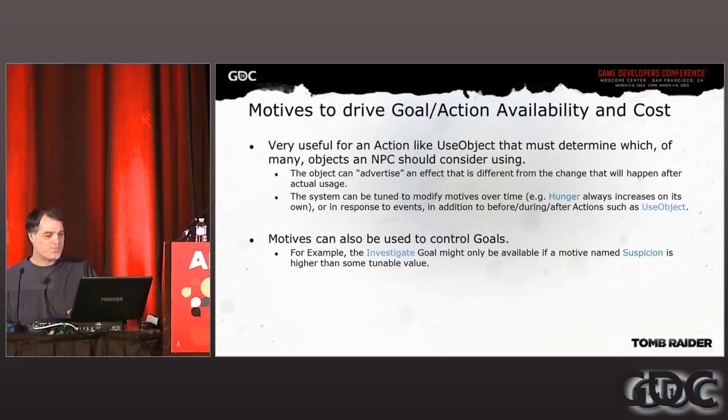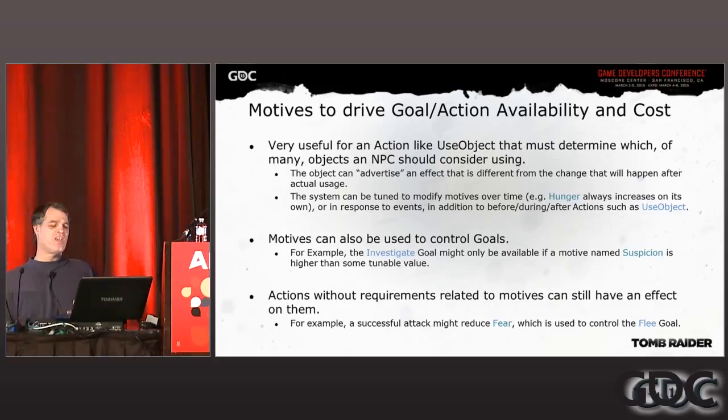We also have the ability for actions to have an effect on the motive. So for example, maybe a successful attack reduces your fear, which means that you're going to be less likely to flee if dangerous things keep happening that are increasing your fear.